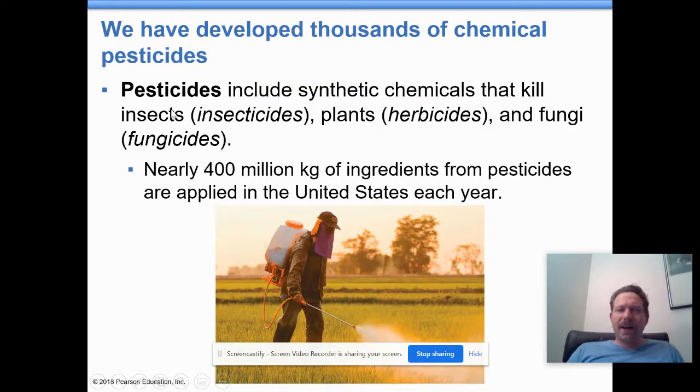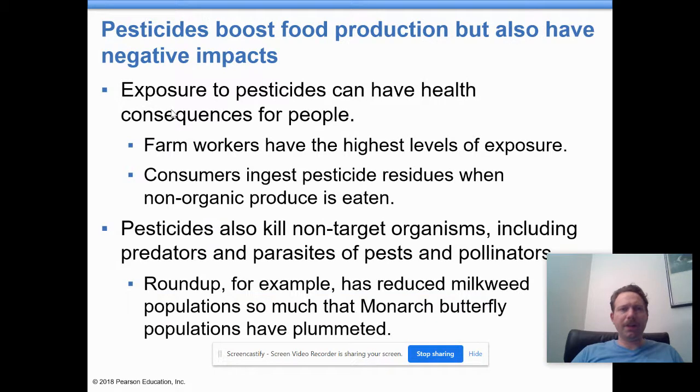The pesticides are synthetic, meaning that we have to create them ourselves, that kill insects, plants, or fungi, fungicides. A huge amount of these pesticides are being used every single year. Pesticides will definitely increase food production. You're helping to protect the plants from being eaten by other things so you can eat it.